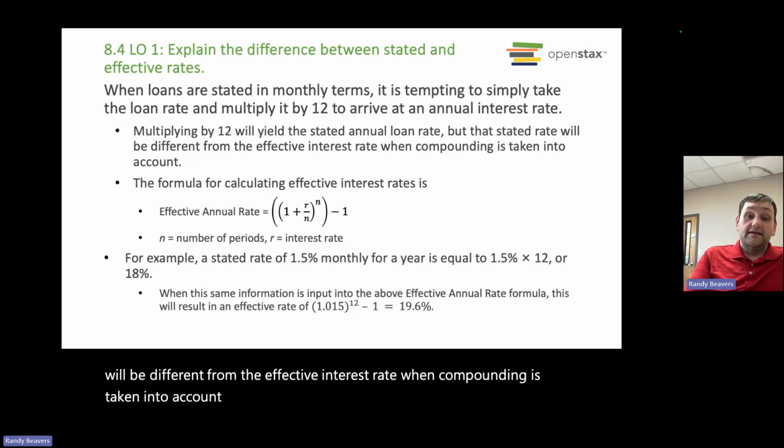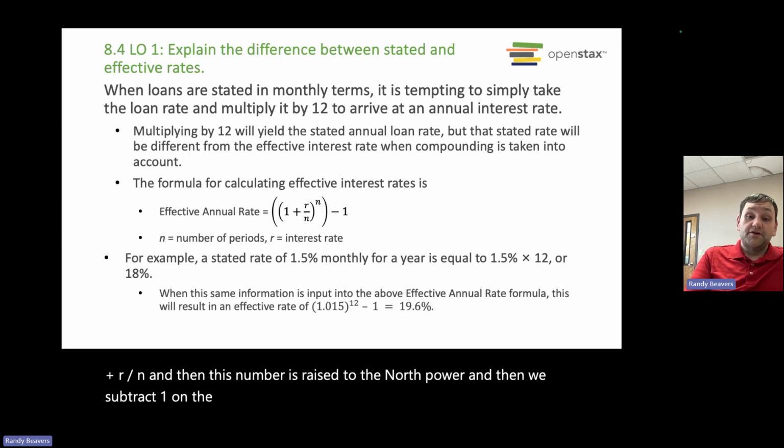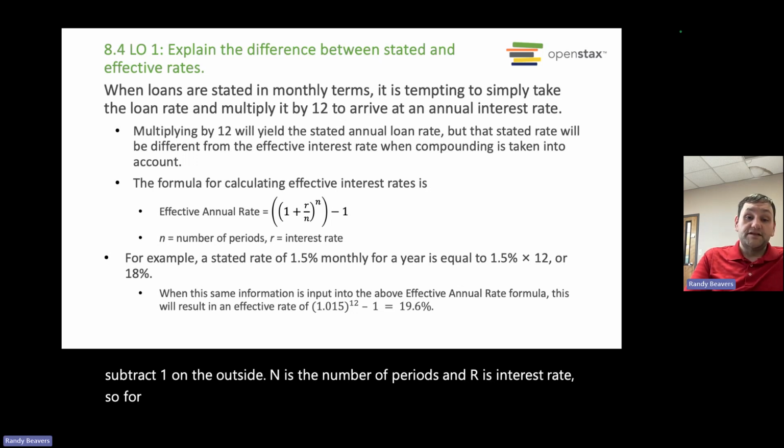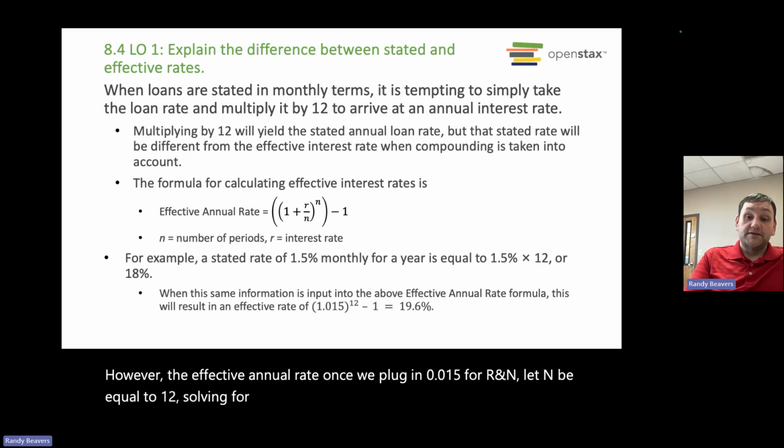The formula for calculating the effective annual rate is 1 plus R divided by N, and then this number is raised to the N power, and then we subtract 1 on the outside. N is the number of periods and R is the interest rate. So for example, a stated rate of 1.5% monthly for a year is equal to 1.5% times 12, or 18%. However, the effective annual rate, once we plug in 0.015 for R and let N be equal to 12, solving for this would give you 19.6%.